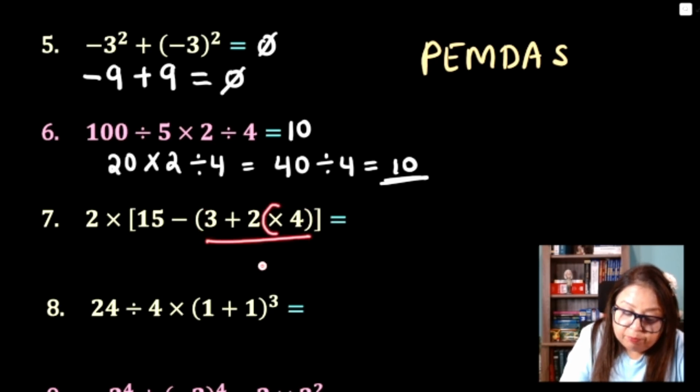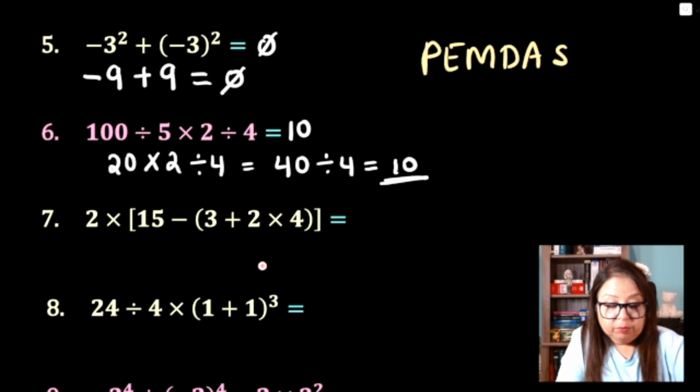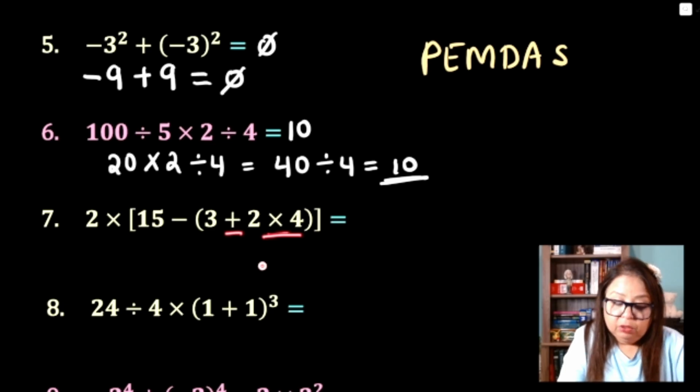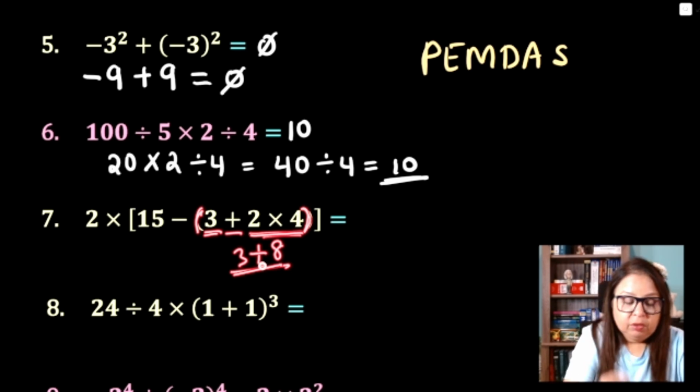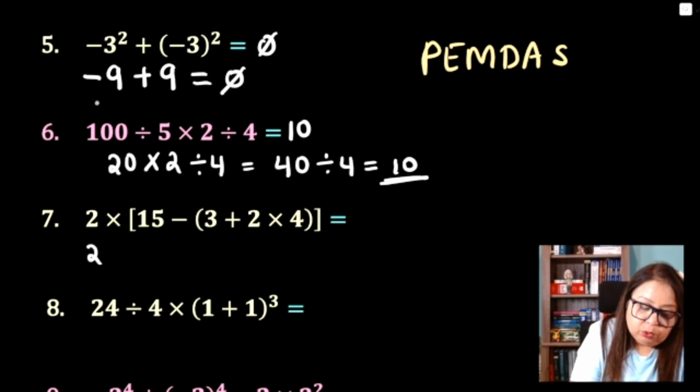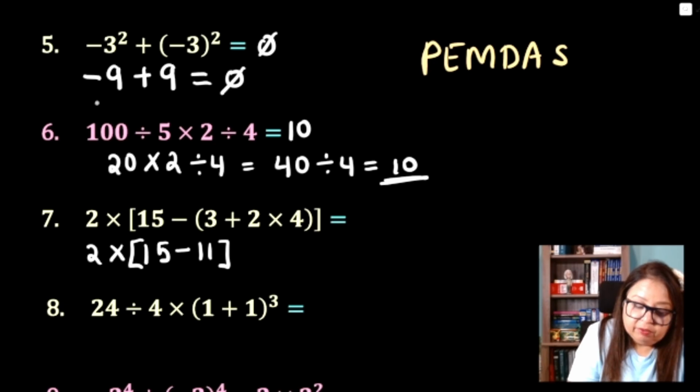Now here we have multiplication and addition. Which one is performed first between addition and multiplication? Multiplication, right? So we're going to do 2 times 4, which is 8, plus this 3. This gives us 11 for the expression inside these parentheses. So what do we get? We get 2 times, square parentheses begin, 15 minus 11, parentheses close, equals.